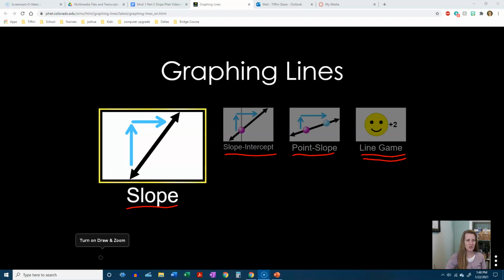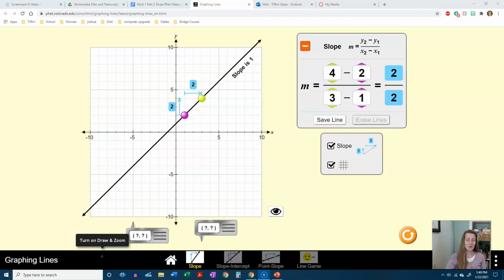So let's go ahead and click on slope. You'll notice that a box like this comes up right over here. This big box on the upper right-hand corner is going to show you the slope in this case. In other Phets, it will show you different information, but always keep your eye on this box. Notice up here, there's a lot of information. Slope is the change in y over the change in x.